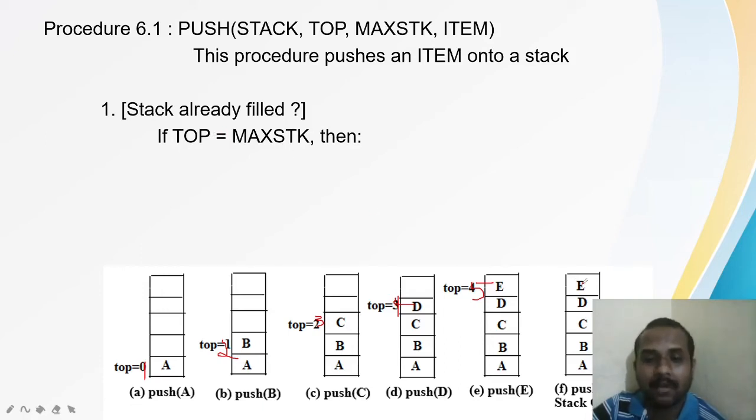So see here, what is my max stack? Max stack is the maximum number of elements that it can hold, or it is the size of the array. What is the size of the array? Size of the array is 5. So what is the maximum number of elements it can hold? 5. So what is the max stack? 5. What is the top here? Top is also 5. So max stack is also 5.